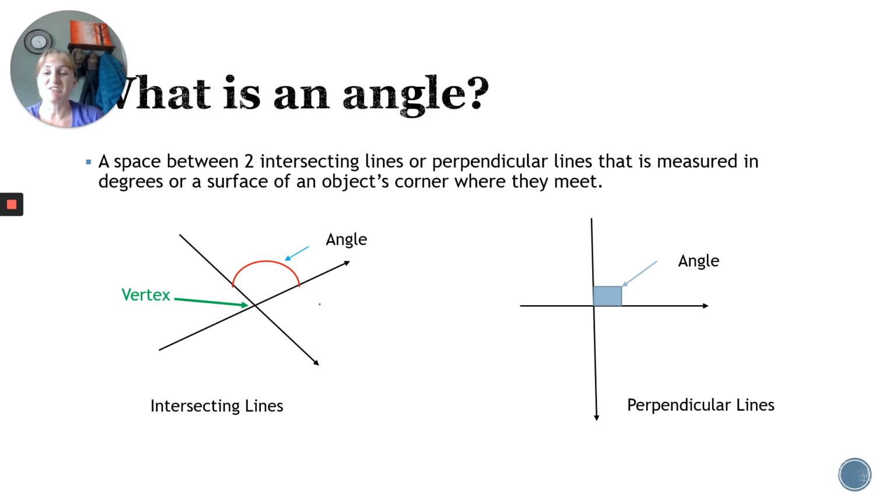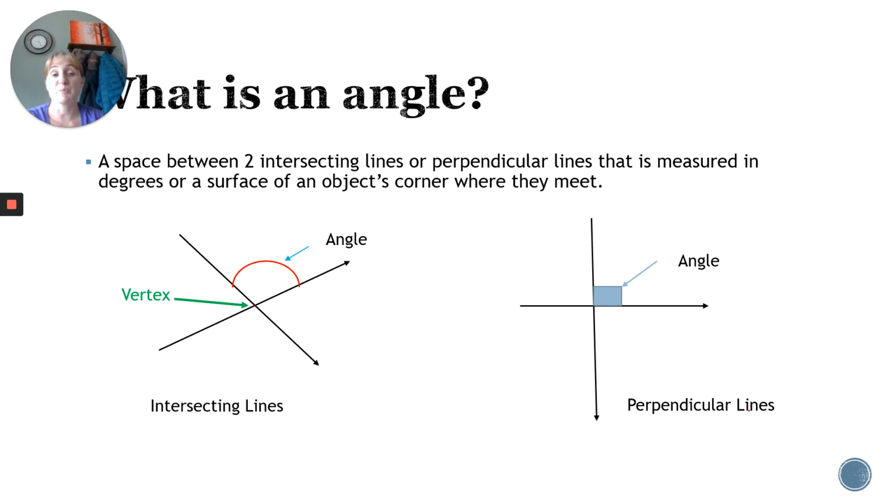So when we look at these intersecting lines right here, right where it says angle, that space from this line to this line here is your angle. And the point that it makes right there, that is called a vertex. That's where the two lines meet, and it's kind of like their corner. It's where they get together. Okay, so that makes up the angle, the space between the two lines.